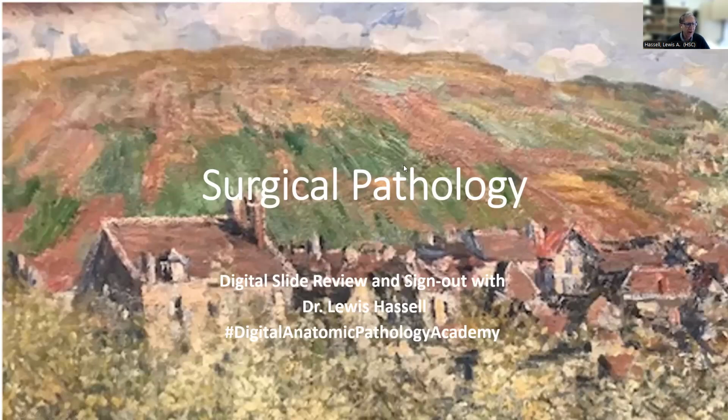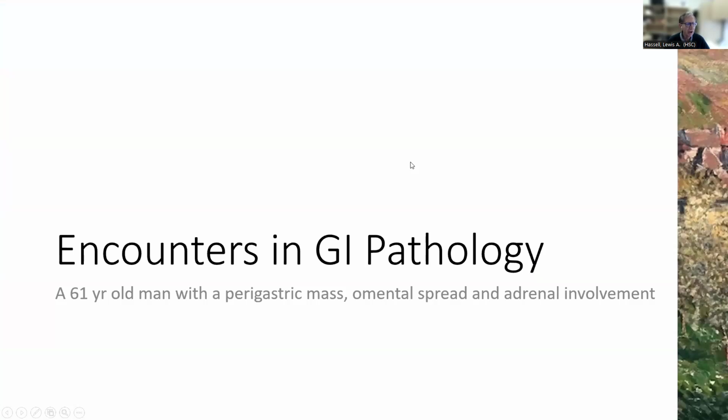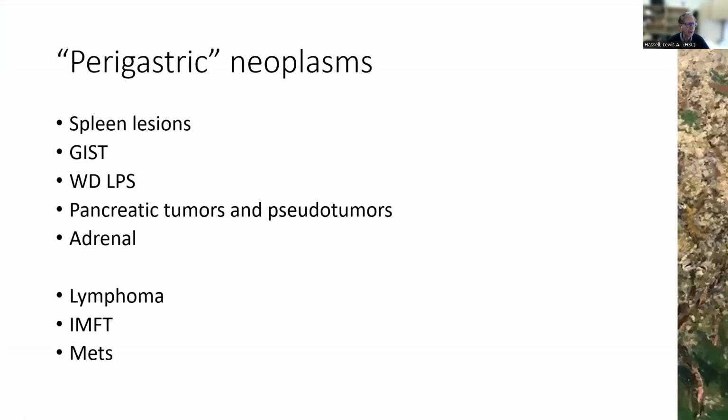The patient is a 61-year-old man who has been found to have what seems to be a perigastric mass, and there looks to be omental involvement and possibly adrenal involvement, either directly or otherwise. I don't have a radiograph to share with you, but there was no defined pancreatic mass per se, although, as you know, sometimes perigastric tissues and the pancreas can become obliterated.